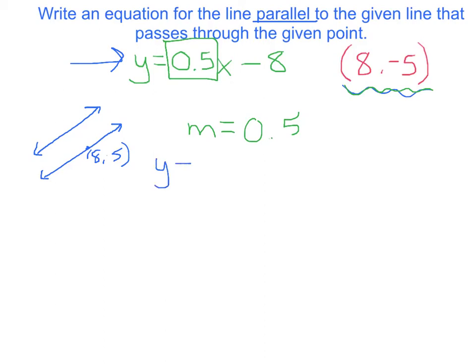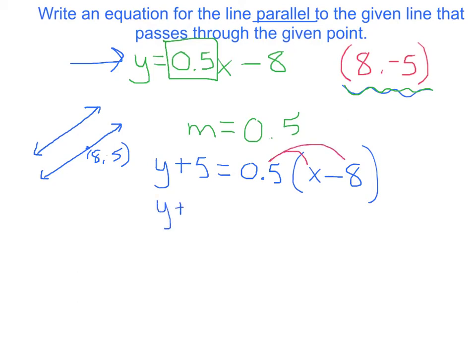So y minus y1, my y value is negative 5, so I'm going to change it to plus 5, equals my slope, which is 0.5, times x minus my x value, which is 8. And it does not say this in the directions, but I would like you to write your final answer in slope-intercept form. So let's distribute. So y plus 5 equals 0.5x, and then 0.5 times the negative 8, so minus 4.